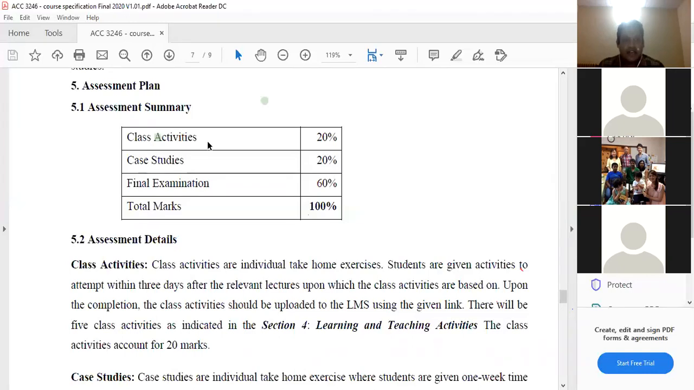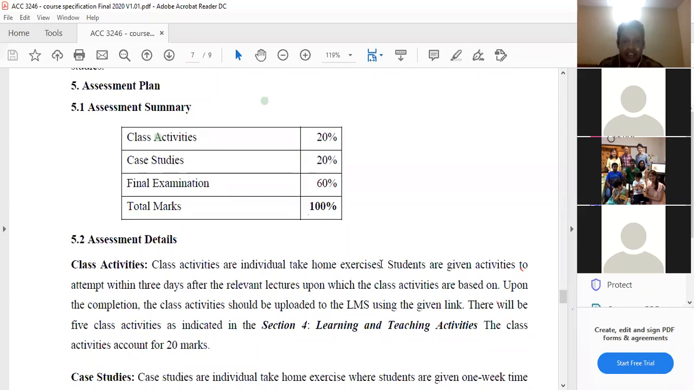Each will account for 4 marks, that is into 5, so that is going to be 20 marks. The class activities are individual take-home exercises. That is the good thing. Together with the video recording, we'll be uploading the class activities. We will be specific, so we are also uploading the activities that you need to try.